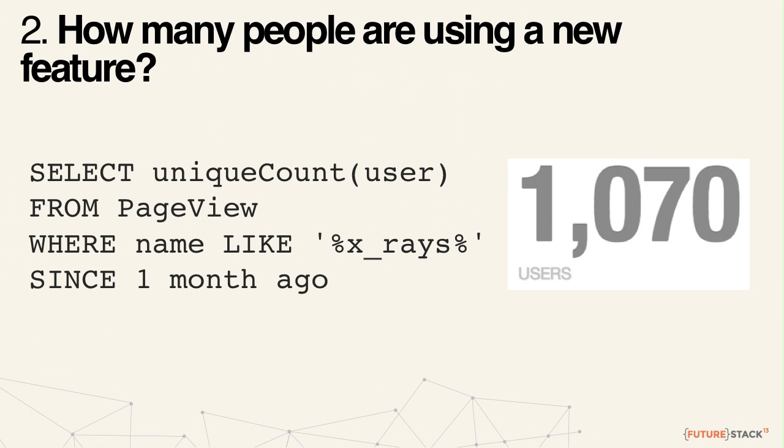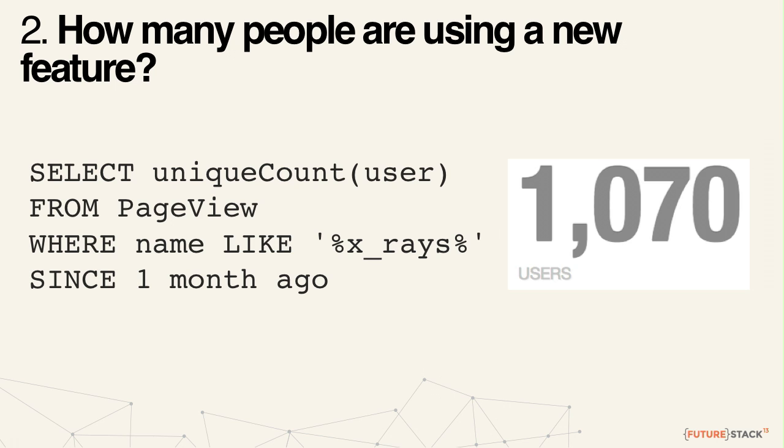Okay, question number 2. How many people are using a new feature? This is a question as a developer that I want to answer all the time. I spent all this time working on a new feature, and I just want to know how many people are using it. This can be a hard question to ask. But with Rubicon, the data is always being collected, and it's a lot easier to answer that question.